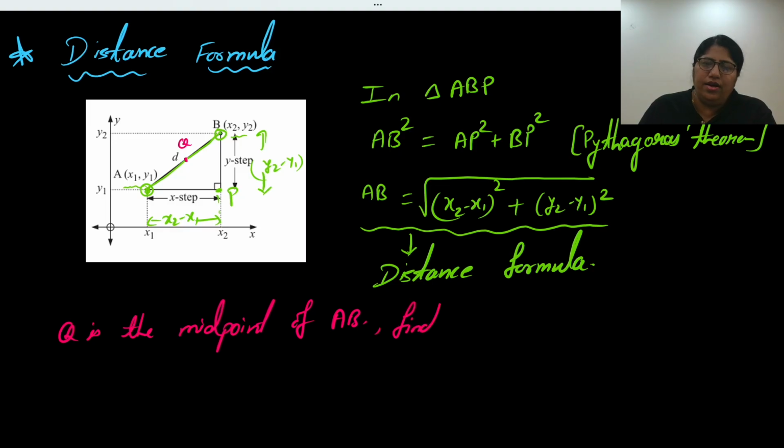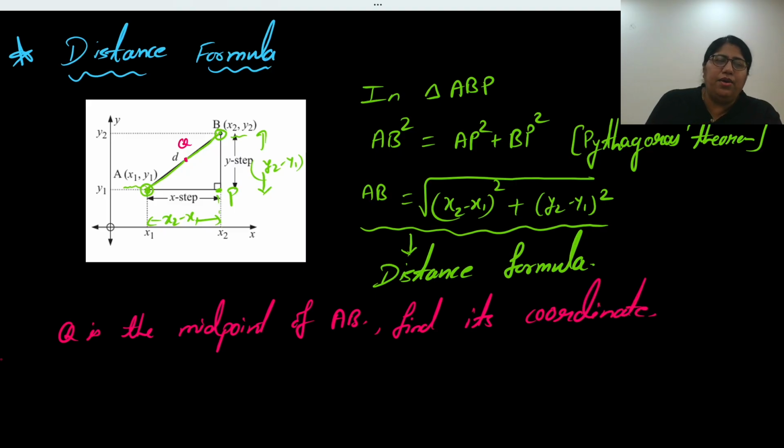If I need to find out here, find its coordinates, what are we going to do? How can we do it? We are going to use the midpoint formula. So what is the other formula? This is called the distance formula, and then you learn here the midpoint formula.